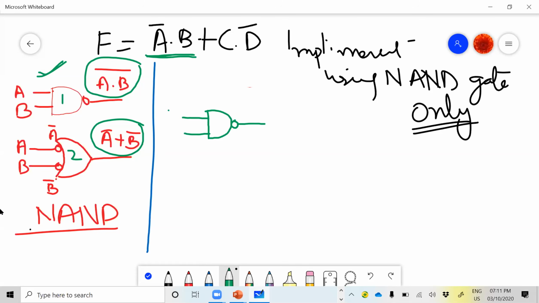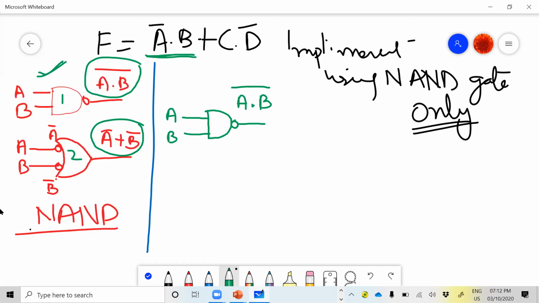What are the inputs? Just write A, B. Can you tell me what will be the output of this gate? The negation of A? No. Why negation? It will be A dot B whole complement. Am I right? Yes, because this is a NAND gate. It will be A dot B whole complement. Clear?